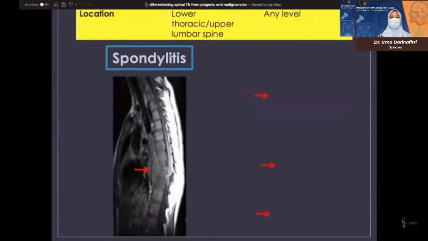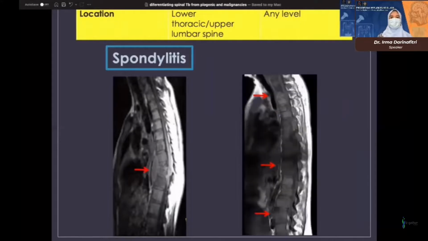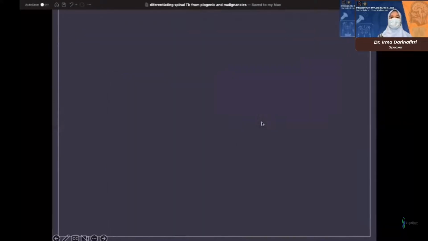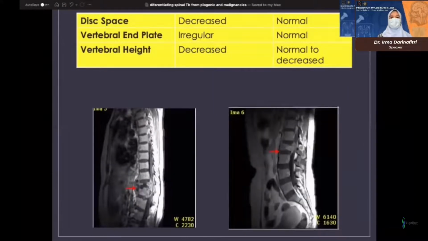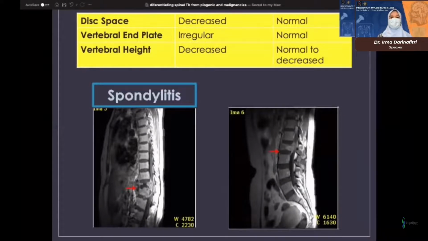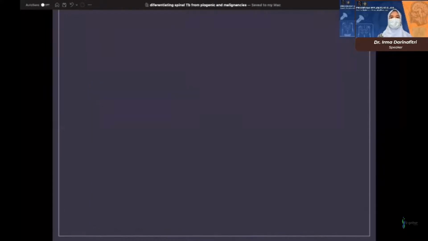MR images show that spondylitis is more commonly seen in the lower thoracic or upper lumbar spine, whereas malignancy can be at any level. Spondylitis more frequently causes decreased disc space, irregularities of vertebral end plate, and often decreased vertebral height, whereas these are relatively normal in malignancy.